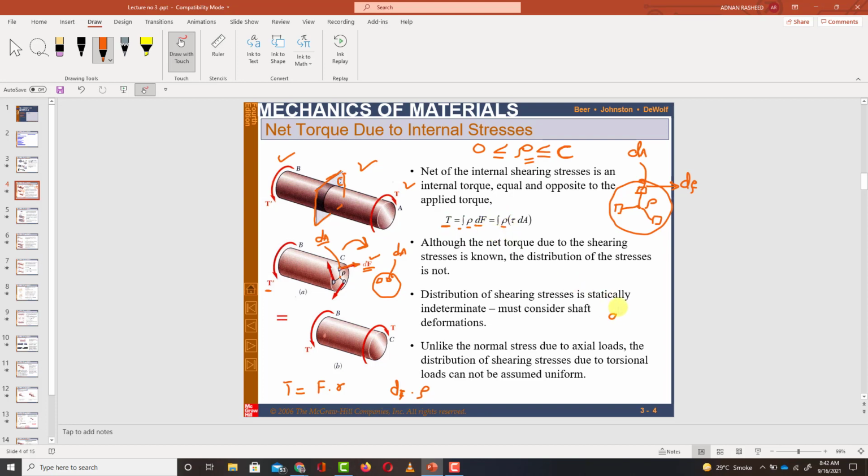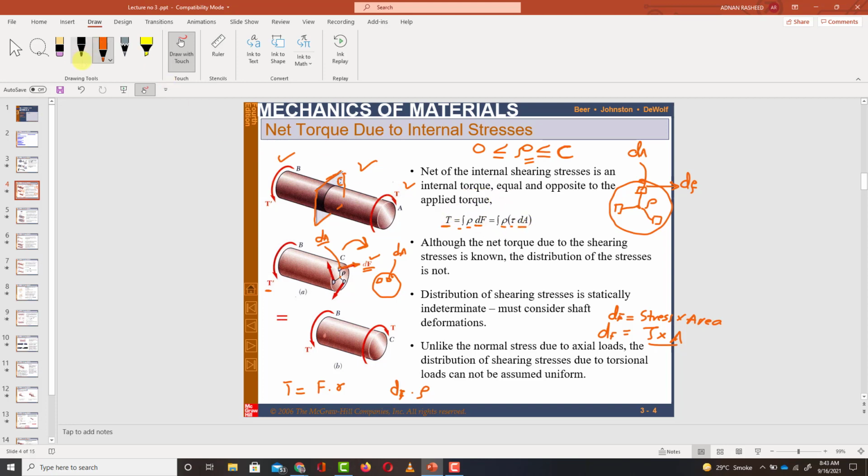Now dF, as you know, is a force, not a stress. We know that force is equal to stress into area. Due to this force, shear stress is generated. So dF will be equal to shear stress into area. So instead of dF, if we put shear stress into dA, will it be okay or not? It will be okay, because dF is equal to tau into dA.